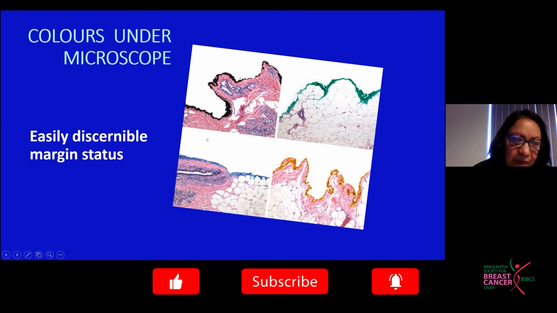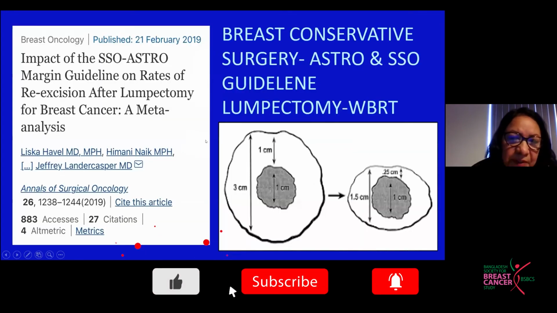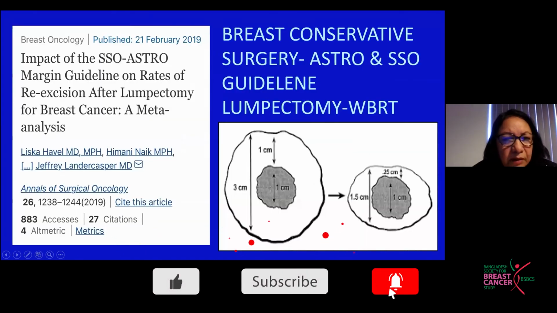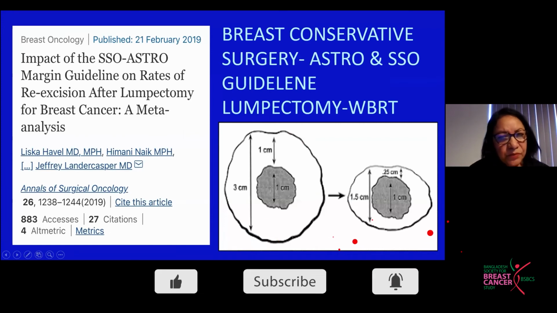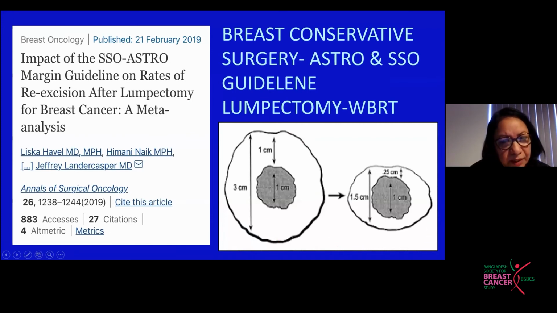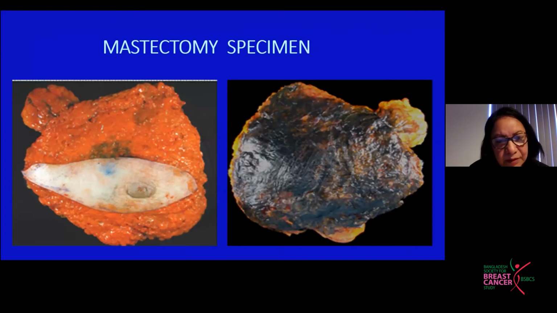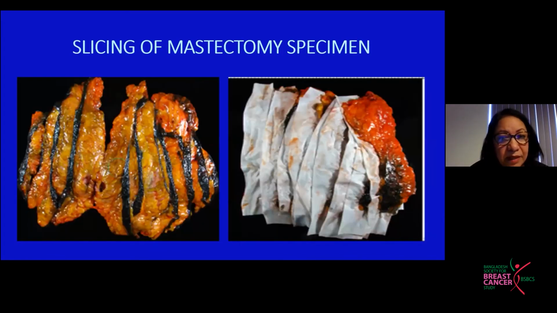So I'm going to the mastectomy specimen. In case of mastectomy specimens, we color with two colors only. This is a discoid specimen having two faces. We color the anterior surface orange and the posterior surface black, and then we do the sectioning. We slice the specimen into 8 to 10 slices, starting from medial to lateral.